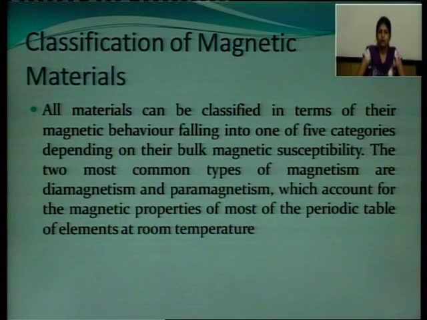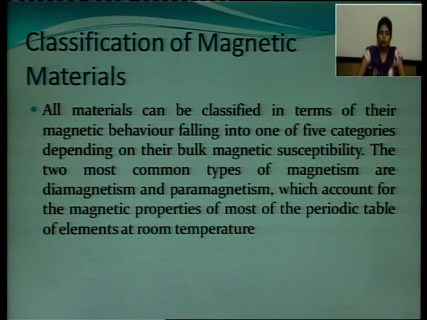Now the classification of magnetic materials. All the materials can be classified in terms of their magnetic behavior, falling into one of 5 categories depending on their bulk magnetic susceptibility. Magnetic susceptibility can be defined as the degree of magnetization of a material in response to an applied magnetic field.